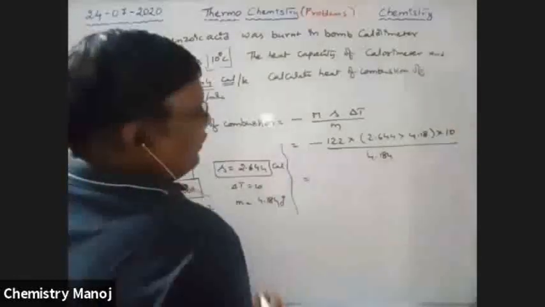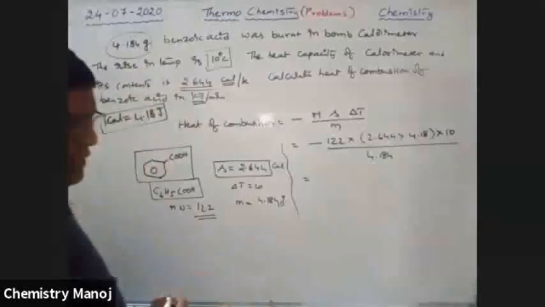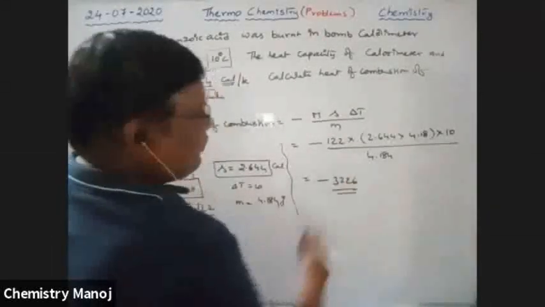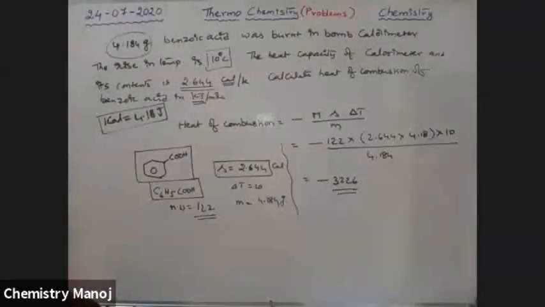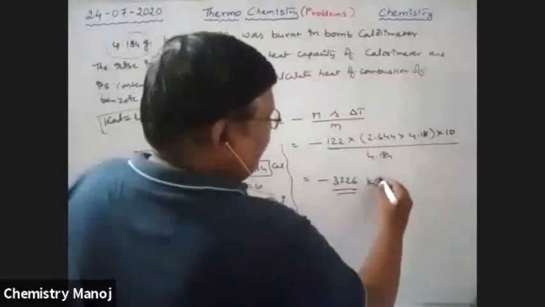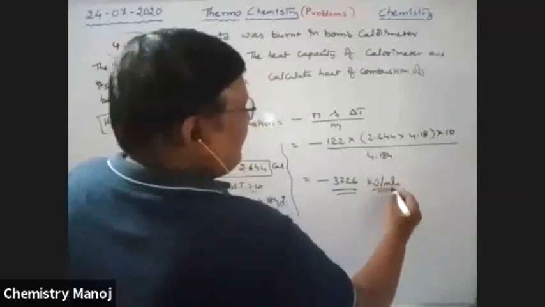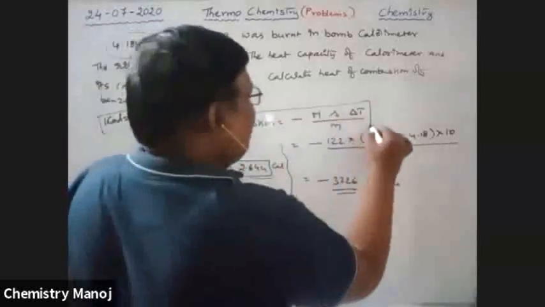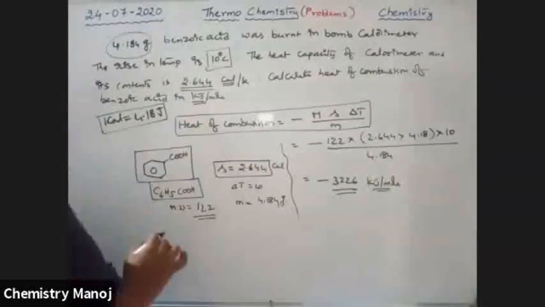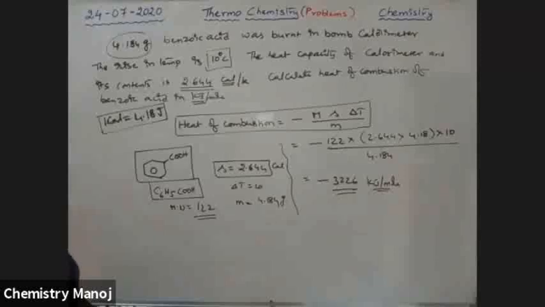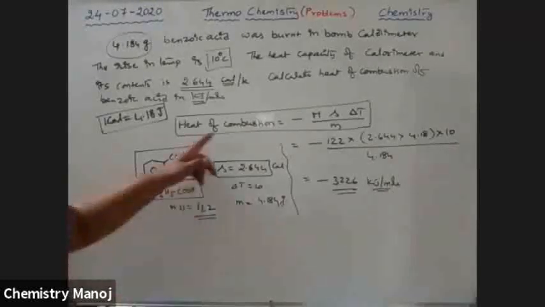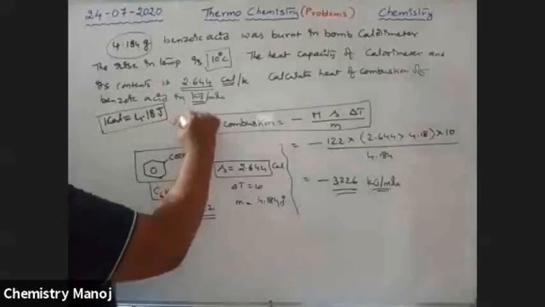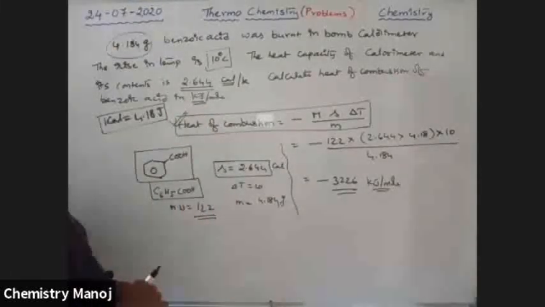So finally we will have the answer. How much is the value? That is minus 3226 kilojoule per mole. Please note, this formula is to calculate heat of combustion. Very important.